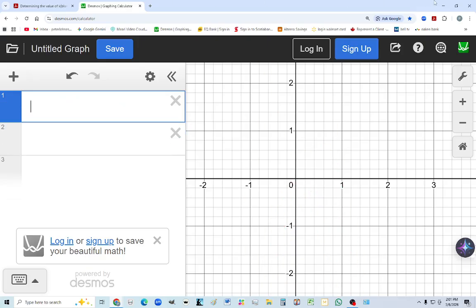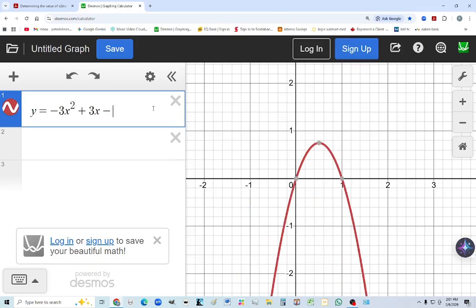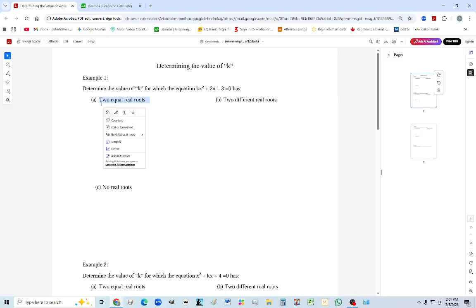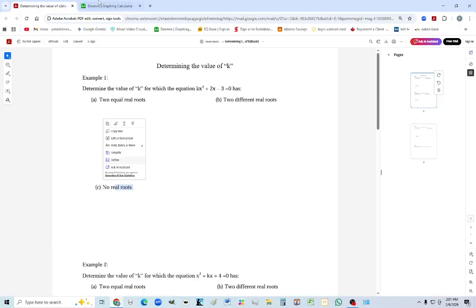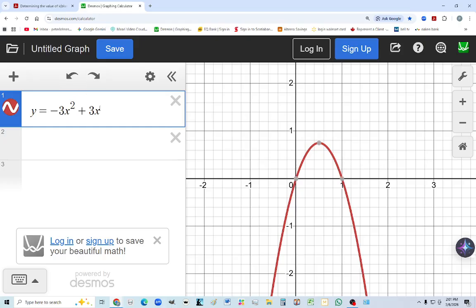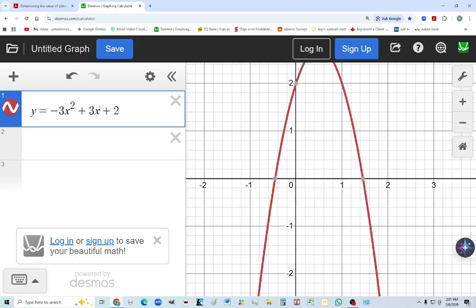Twice in this case is called two unique real roots, or two different real roots. And no real roots is when it doesn't cross at all. Well, when we have an equation that can't be factored, in this case this one could be factored, but we'll just pretend it can't be and say it's +2, maybe. We would instead use the quadratic equation.